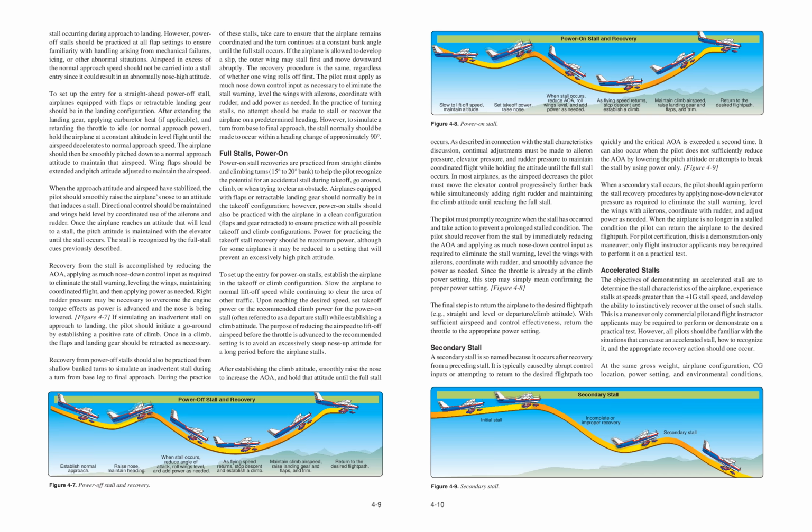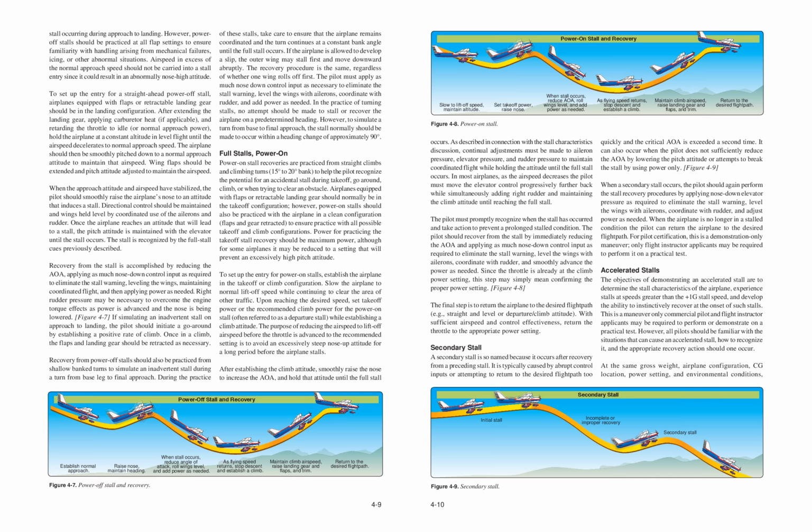Full stall power-on stall recoveries are practiced from straight climbs and climbing turns, 15 degrees to 20 degrees bank, to help the pilot recognize the potential for an accidental stall during takeoff, go-around, climb, or when trying to clear an obstacle. Airplanes equipped with flaps or retractable landing gear should normally be in the takeoff configuration. However, power-on stalls should also be practiced with the airplane in a clean configuration, flaps and gear retracted, to ensure practice with all possible takeoff and climb configurations.